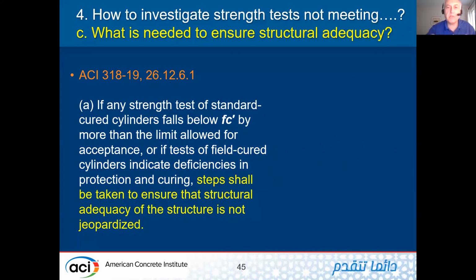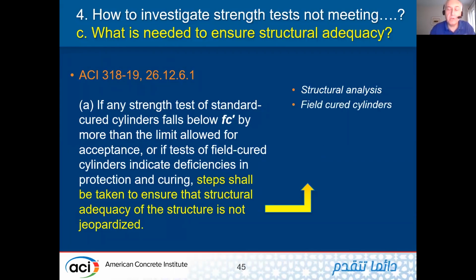And then it says steps shall be taken to ensure that structural adequacy of the structure is not jeopardized. What does it mean, those steps? What kind of steps are we looking at? That means looking at structural analysis. The structural engineer says, hey, for that concrete, specified strength of, let's say, 35 MPa, that particular member that the concrete is represented by those strength tests, maybe it doesn't require 35, maybe it requires 25 MPa, so maybe it's okay to leave it as is. So that's what is meant by structural analysis, looking in detail which member is affected. You are also looking at those field cured cylinders that we mentioned, if you have them, of course.